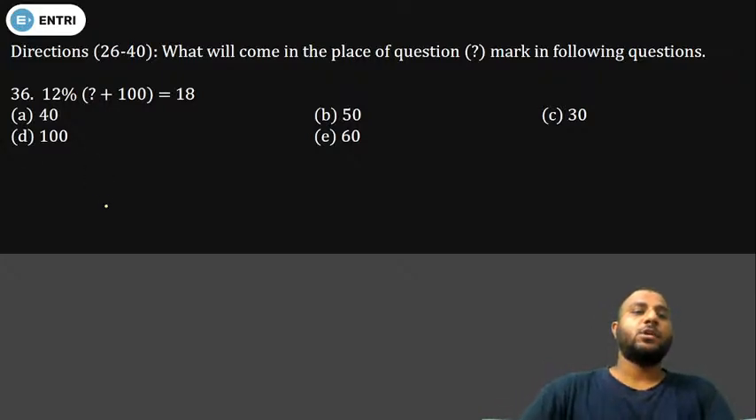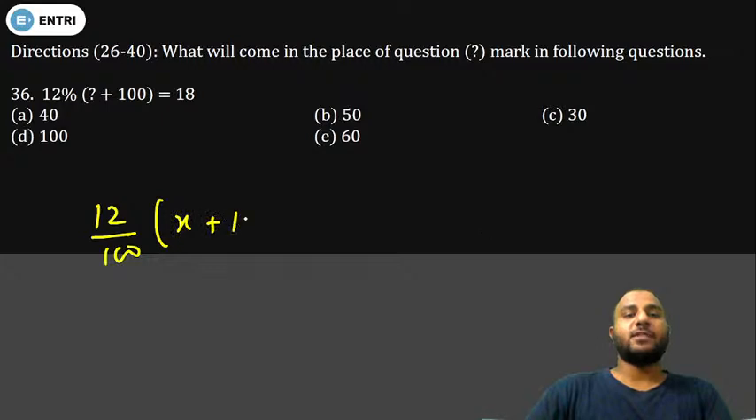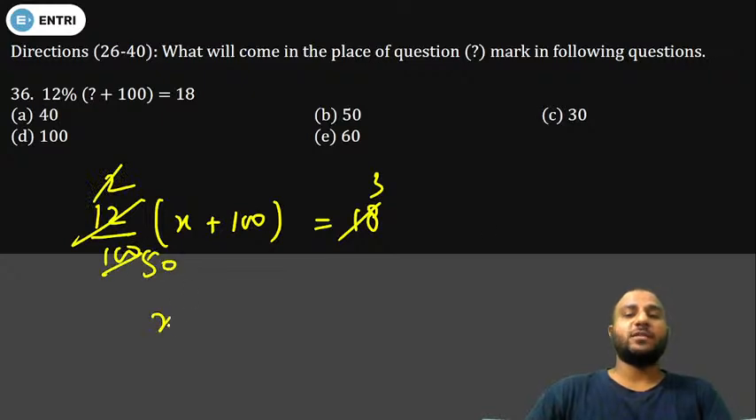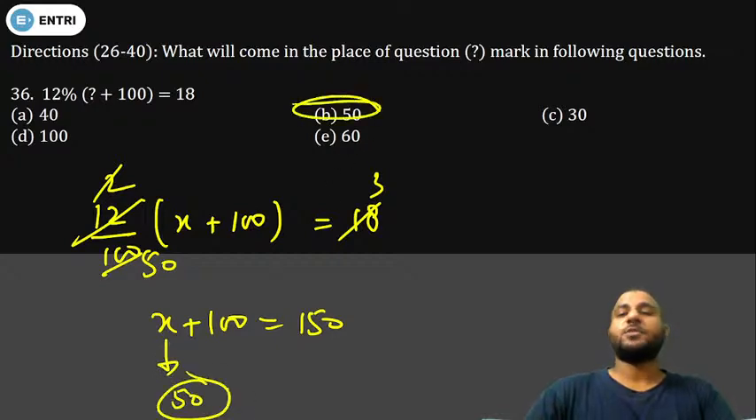Next one. 12% of x plus 100 is equal to 18. So 6263 250, which means x plus 100 has to be equal to 150. So the value of x comes as 50. Your option B will be the correct one.